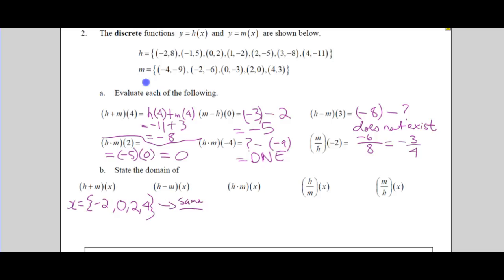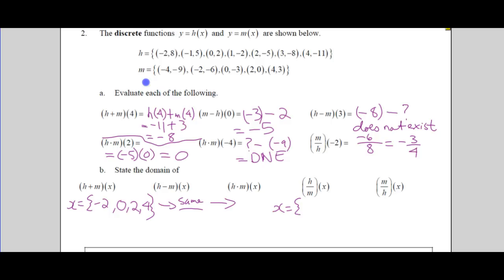I shrunk the page, so I can't fit h times m of x. Same. h divided by m of x. Okay, so we're still looking at it having to belong to h and to m, so we're looking at -2, 0, 2, and 4.